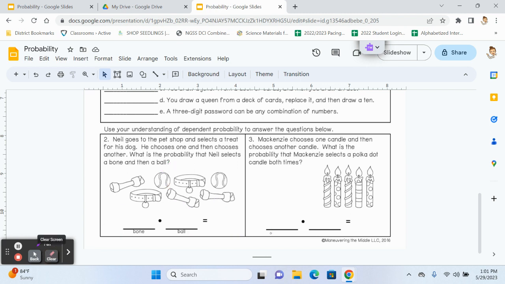Mackenzie chooses one candle and then chooses another candle. What is the probability that Mackenzie selects a polka dot candle both times?